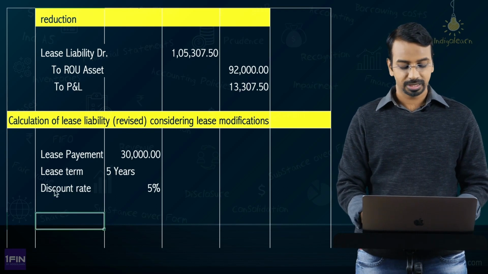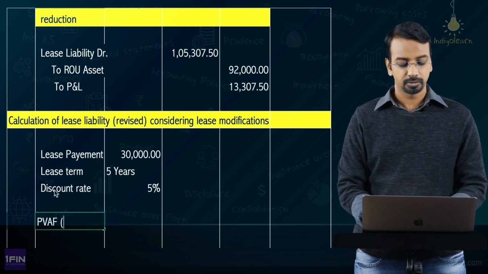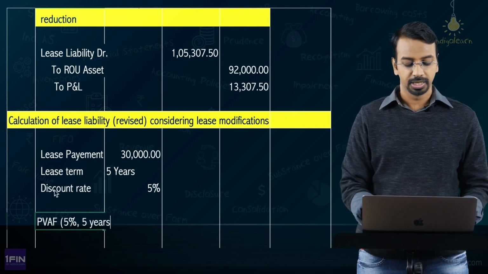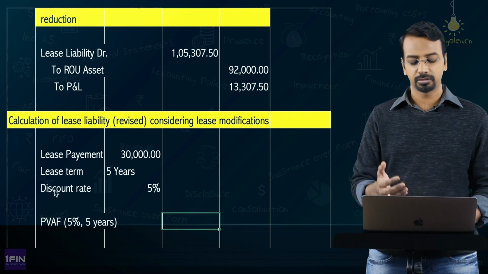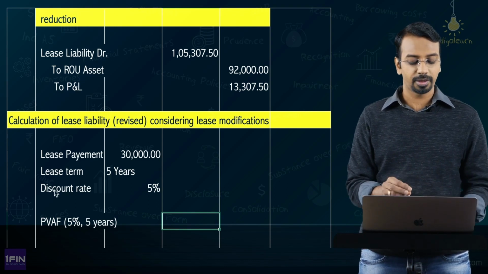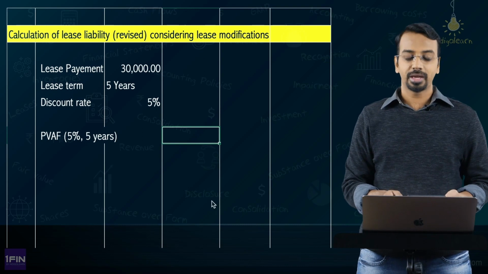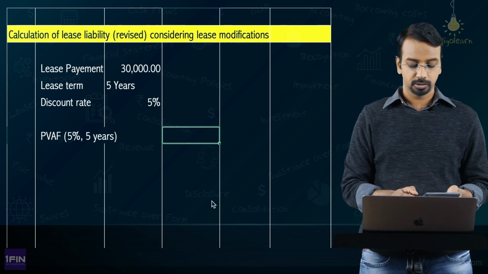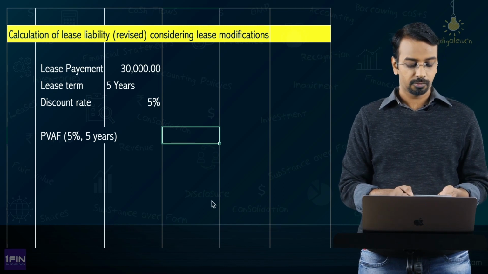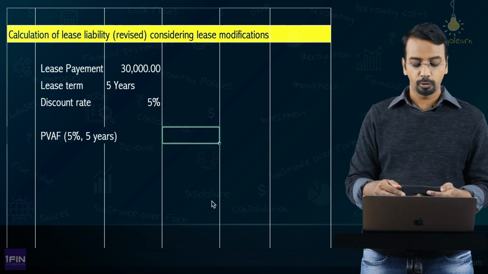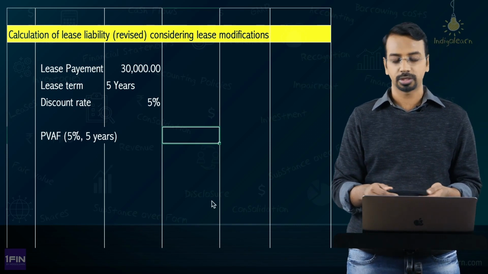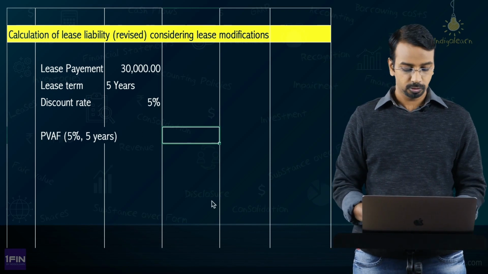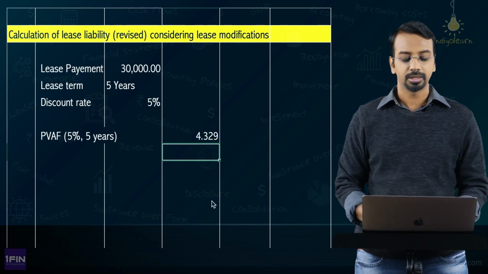So let us calculate present value annuity factor of 5% for 5 years. Okay. So now I will not be using Excel because that was for initial calculations. So we need to calculate the present value annuity factor of 5% for 5 years. So what is the present value annuity factor at 5% for 5 years? 1 divided by 1.05, 1, 2, 3, 4, 5. Do a grand total, you get 4.3294. Okay, so we can take 4.329. So 4.329 is the present value annuity factor.